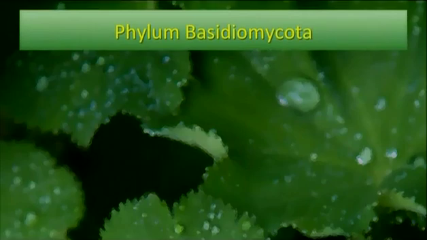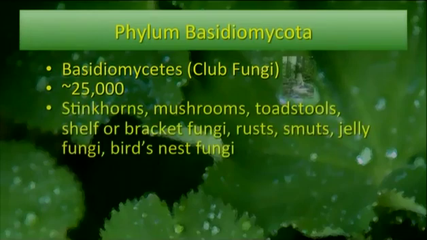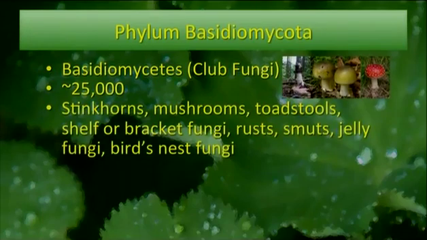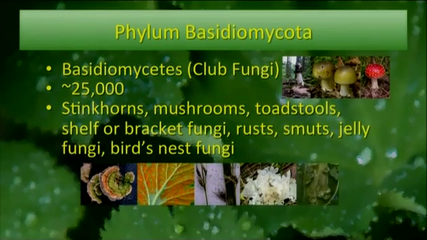Now, the phylum Basidiomycota, also known as club fungi. They number about 25,000 different species that have been named, and they include the stinkhorns, the mushrooms, the toadstools, shelf or bracket fungi, rusts, smuts, jelly fungi, and bird's nest fungi. So those are different types of basidiomycetes.